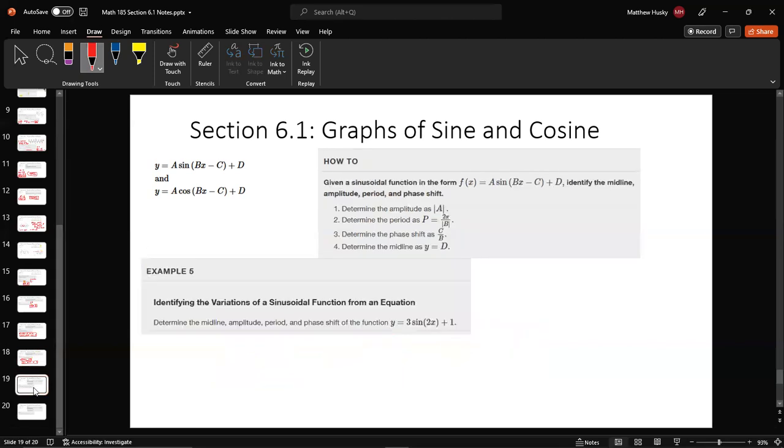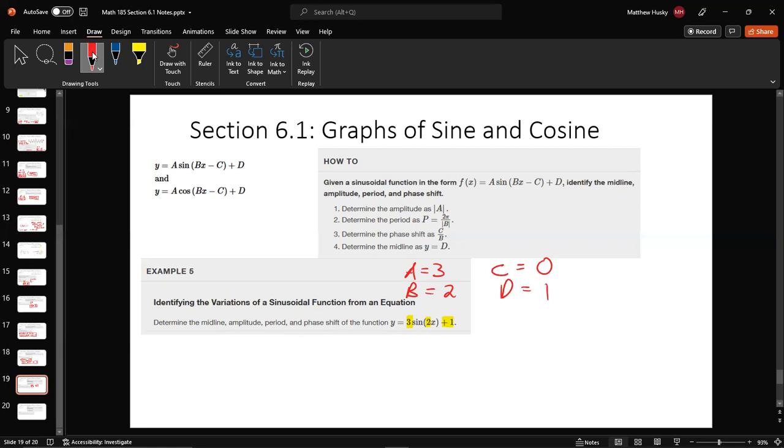Let's see here. All right. Here we got the whole shebang. So they say determine the midline, amplitude, period, and phase shift of that function. All right. So we've got that number, we've got that number, and we've got that number. So A in this problem is going to be 3. B is going to be 2. C is going to equal 0 because you will notice that there is no value of C. There's nothing added or subtracted inside the trig function. And the value of D, meanwhile, is positive 1.